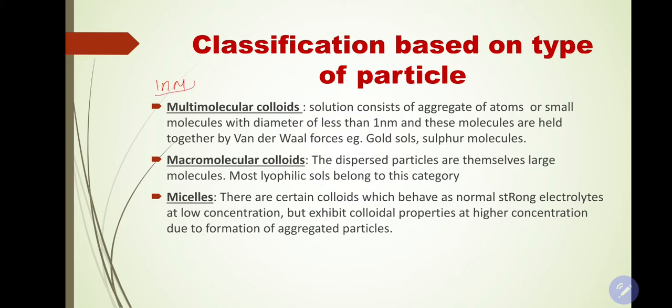So smaller molecules less than 1 nanometer will come and aggregate together to form a big one. They are held by weak van der Waals forces. For example, gold sol and sulfur sol. What is macromolecular? Macromolecular colloids are large size substances having big size molecules, in which the dispersed phase particles have size in the range of colloidal size.